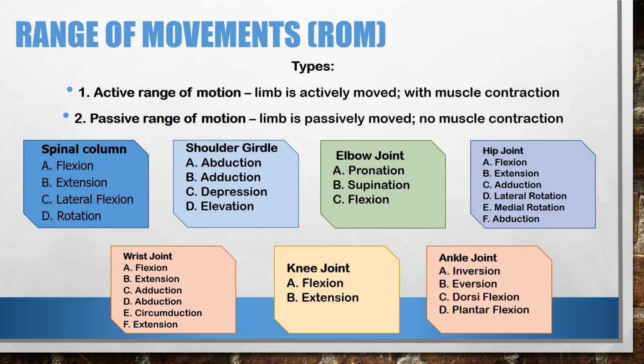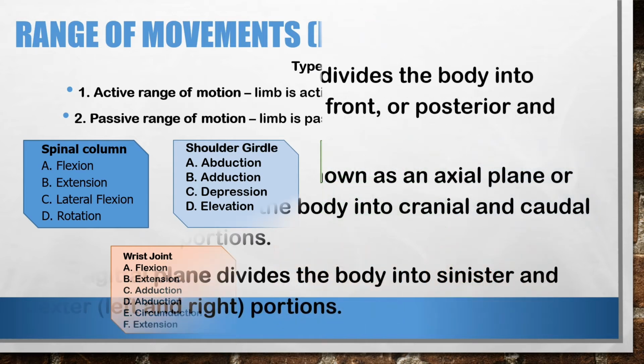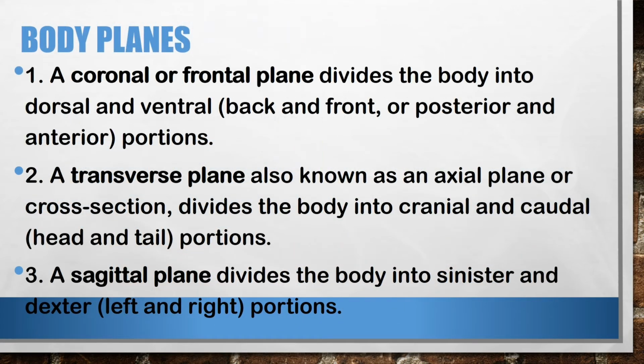Now we have here the range of motions. There are two types. The active range of motion, whereas the limb is actively moved with muscle contraction. In the passive range of motion, the limb is passively moved but there is no muscle contraction.